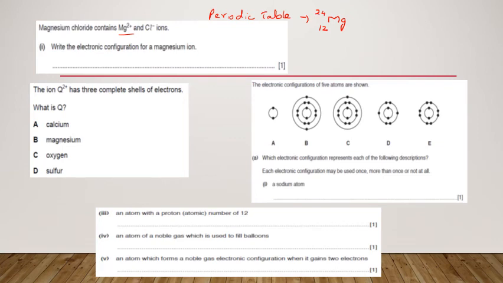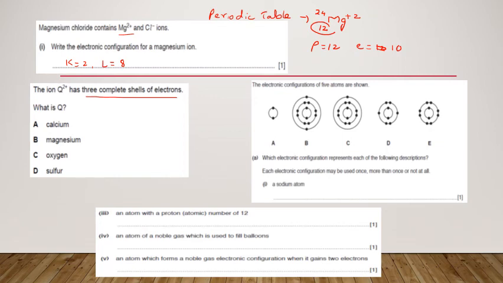To work out the electronic configuration, I would use this 12 as the number of protons. Had this been neutral, it should ideally have 12 electrons. But since it has a charge of plus 2, it has 2 fewer electrons, so I can write it has 10 electrons. So now I can write the electronic configuration as K2 and L8. And it says the ion Q plus 2 has 3 complete shells of electrons. What is Q?